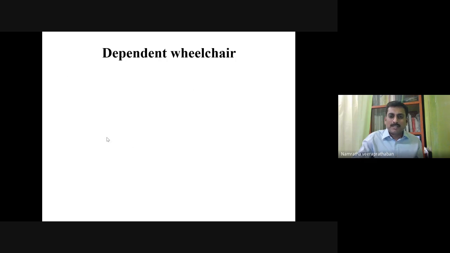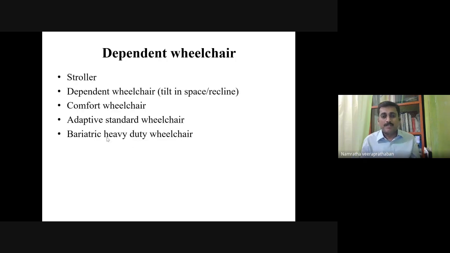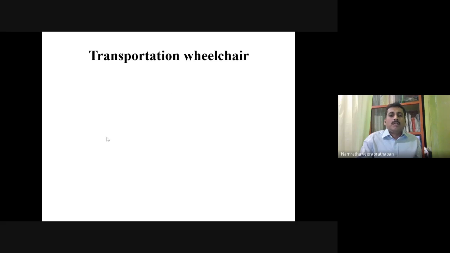We go to the dependent wheelchair category. We have a stroller and we have a dependent wheelchair with tilt-in-space mechanism or recline mechanism. I told you what tilt-in-space and recline mechanism are in the mobility base. And we have a comfort wheelchair under the dependent wheelchair category, and we have a rapid standard wheelchair and bariatric heavy duty wheelchair. I will show you the pictures and videos in my upcoming slides, what is independent wheelchair, what is dependent wheelchair, and everything. And we have a transportation wheelchair as well. This is called standard wheelchair. All right, so 3 categories of wheelchairs we have seen.